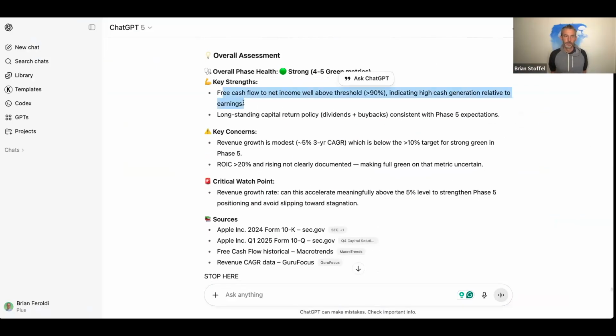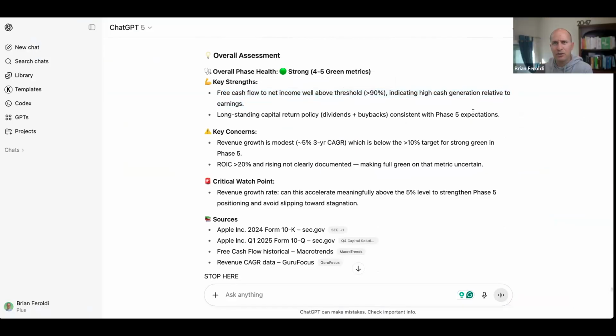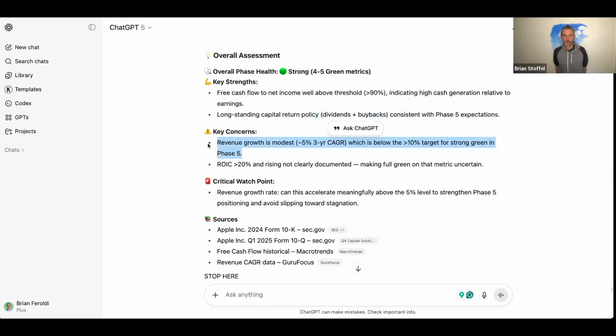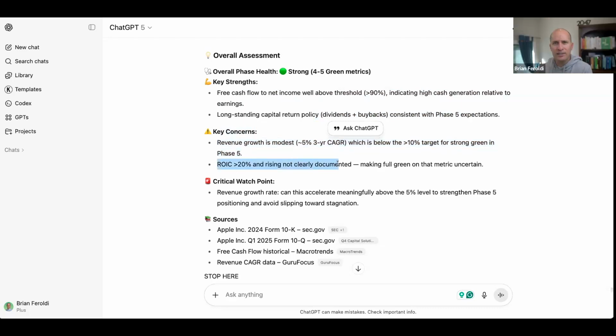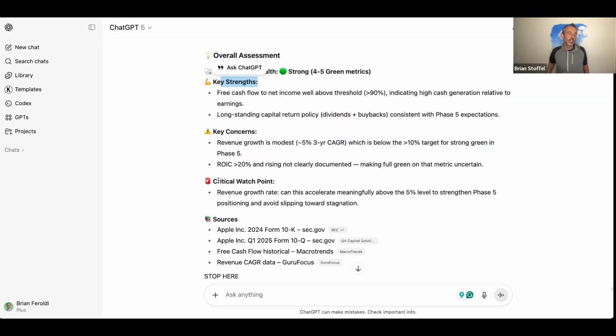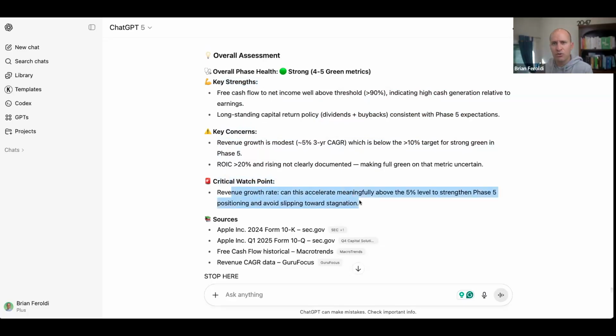The strengths for the company are free cash flow conversion and the capital return program. I would say that is spot on. Concerns are revenue growth and the ROIC. I would say that ROIC is a key strength. Yeah, it couldn't calculate it, so it didn't know. The critical point to watch is revenue growth rate. Totally. This to me is the story.